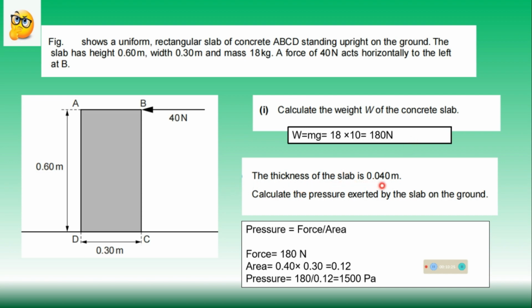The thickness of the slab is given as 0.040 meter. Calculate the pressure exerted by the slab on the ground. Pressure is equal to force divided by area. Force is 180 Newton. Area is 0.40 multiplied by 0.30, which is equal to 0.12. So pressure will be force divided by area, 1500 Pascal.